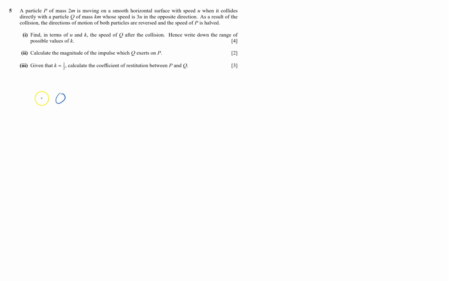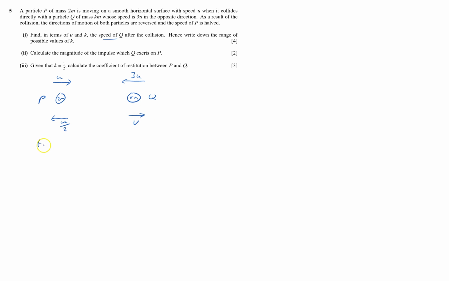Here's a particle P, mass 2m, moving with speed u when it collides with a particle Q, mass km, whose speed is 3u in the opposite direction, that direction. As a result of the collision, the speeds are both reversed, and the speed of P is halved, so that's u over 2. This one goes this way now, and we'll call its speed v. We've got to find the speed of Q, so we've got to find v.